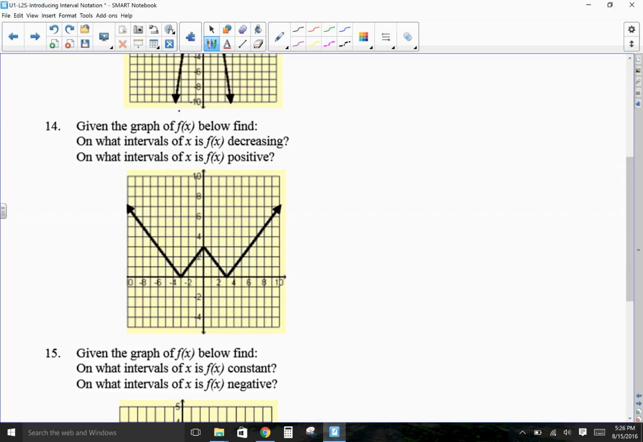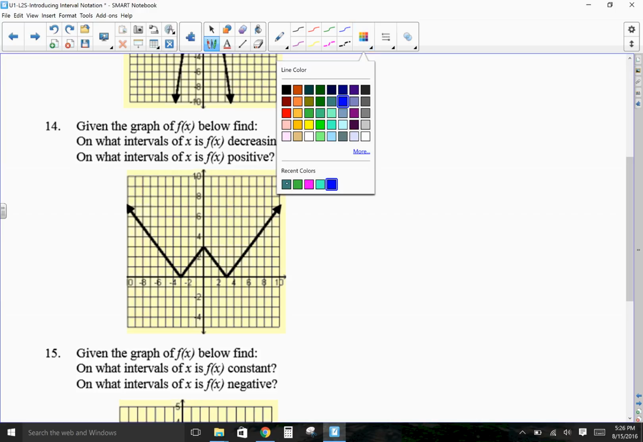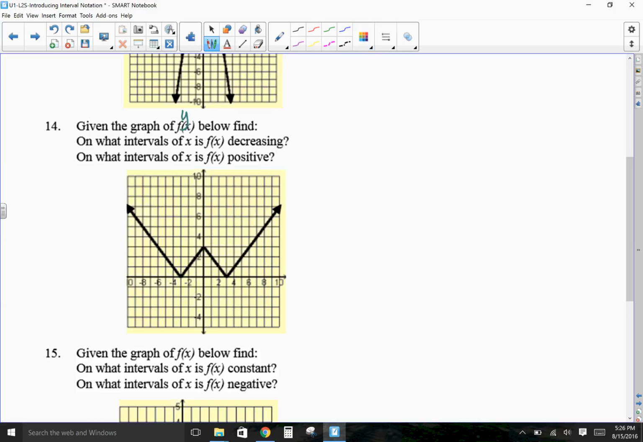So f of x, remember, is the same thing as y. I can't see that one very well, so we need to go a different color. All right, f of x is y. So you're looking at the y values, and you want to know where it's decreasing, okay? And the other thing I pointed out is whenever you answer these questions, these intervals, it says on what intervals of x is y decreasing. So your answer is always the x values of what you're looking at, not the y values.